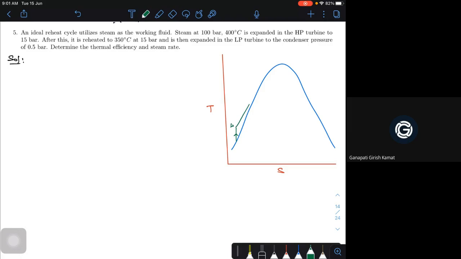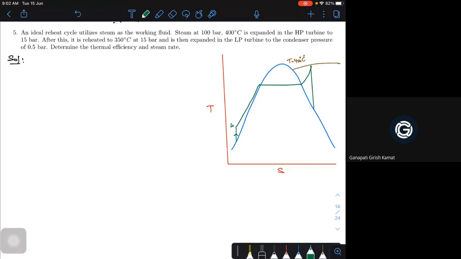I am going to heat in the boiler at the pressure of 100 bar. The steam is superheated, usually at 400 degrees Celsius at 100 bar. I'll write it actually. So it goes to this particular point. I have a constant temperature line, T equal to 400 degrees Celsius, so I'll be getting point 2. Then from that point, I'm going to expand the steam to some other pressure, which is 15 bar.